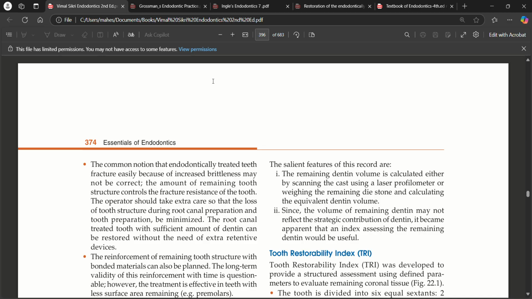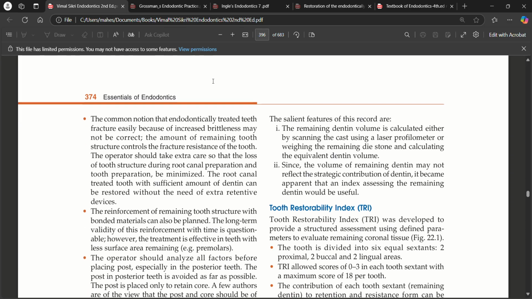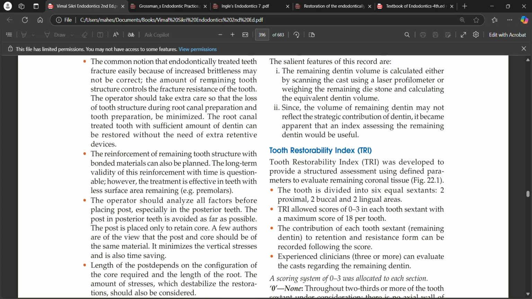The reinforcement of the remaining tooth structure with bonded materials can also be planned. The long-term validity of this reinforcement over time is questionable. However, the treatment is effective in teeth with less surface area remaining, like premolars. The operator should analyze all the factors before placing a post, especially in the posterior teeth. The post in posterior teeth is avoided as far as possible. The post is placed only to retain the core. A few authors are of the view that the post and core should be of the same material. It minimizes the vertical stresses and is also time saving.